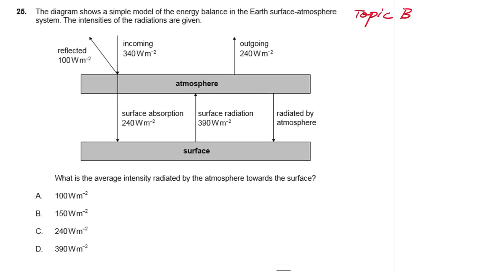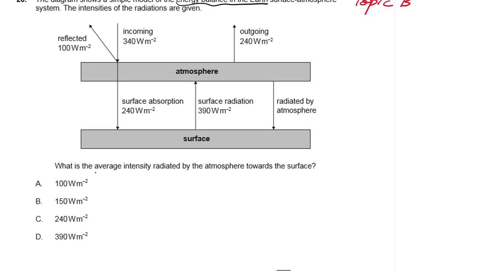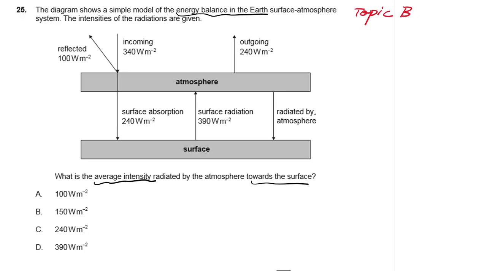And now on to question 25. We have a simple model of the energy balance in the Earth surface atmosphere system. The intensities of the radiations are given. What is the average intensity radiated by the atmosphere towards the surface? So what we have is an energy balance diagram, and we're trying to find what's specifically radiated by the atmosphere. We have this incoming ray that goes straight through the atmosphere and is absorbed by the surface. Some of it is reflected.